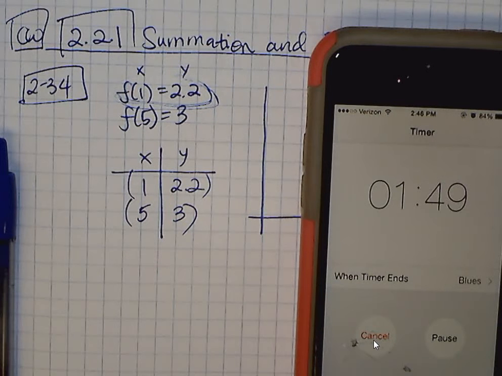2 minutes. Do I really need to graph it to give you the equation of a line? You don't need to, but I want you guys to see the picture.